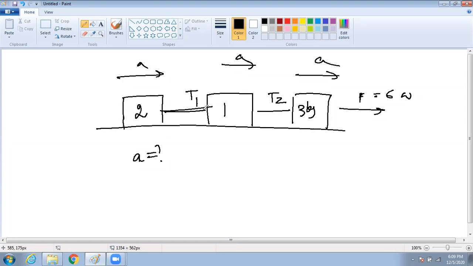See here there are 2 strings. Whenever there are 2 strings, you will have 2 different tensions. Yes or no? Yes, sir. So shall I do it or do you want to try? We'll try, sir. Try.